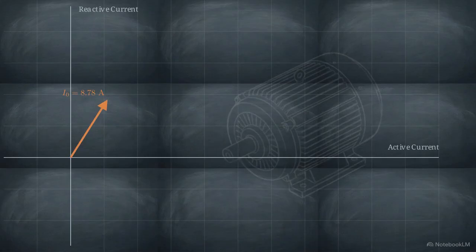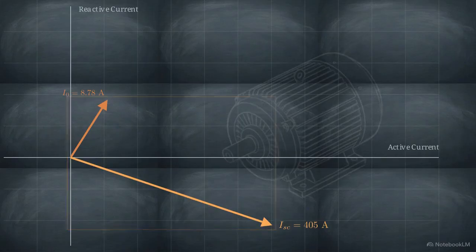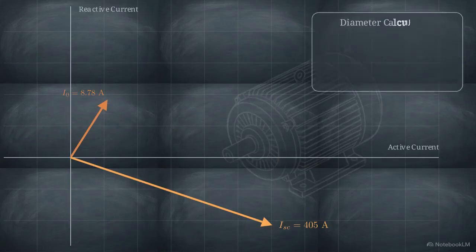We stretch our newly scaled short-circuit current of 405 amps out into the grid, angled by its specific power factor. These two vectors act as the start and end anchors for the motor's performance curve. But the total spatial size of that curve is dictated entirely by one variable, the equivalent leakage reactance. The mathematical rule for drafting the circle's diameter is absolute. Divide the phase voltage by that leakage reactance.